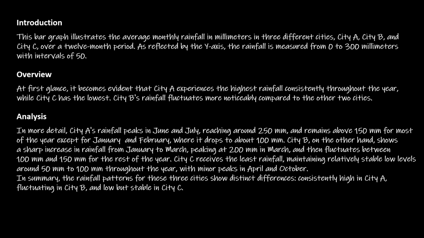This bar graph illustrates the average monthly rainfall in millimeters in three different cities: City A, City B, and City C, over a 12-month period. As reflected by the y-axis, the rainfall is measured from 0 to 300 millimeters with intervals of 50.